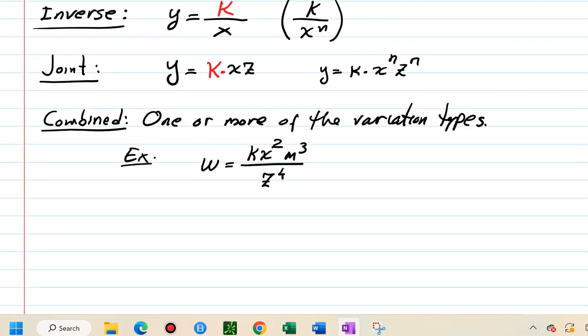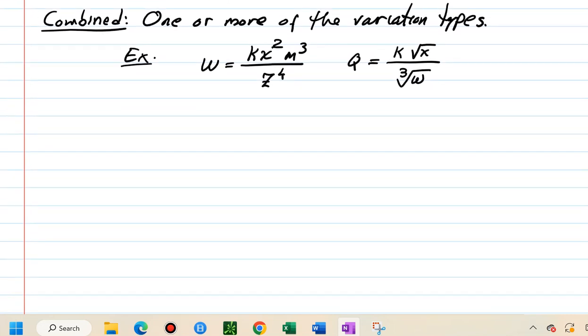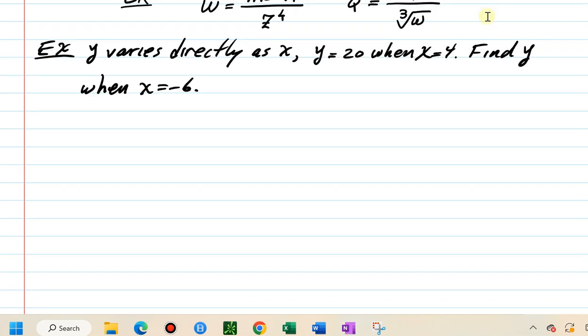Doesn't have to be powers, by the way. I can say q varies directly with, let's say, the square root of x, and inversely with the third root of w. See that? So it just depends on the relationship between the variables. So let's look at some examples, and we'll see how this works out with some basic applications.